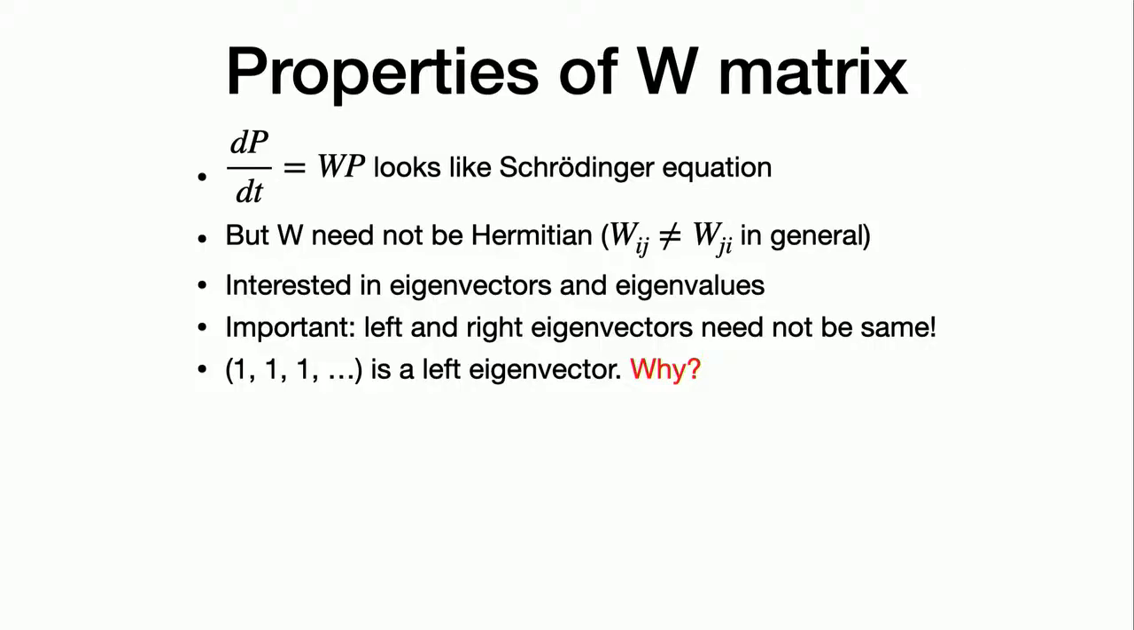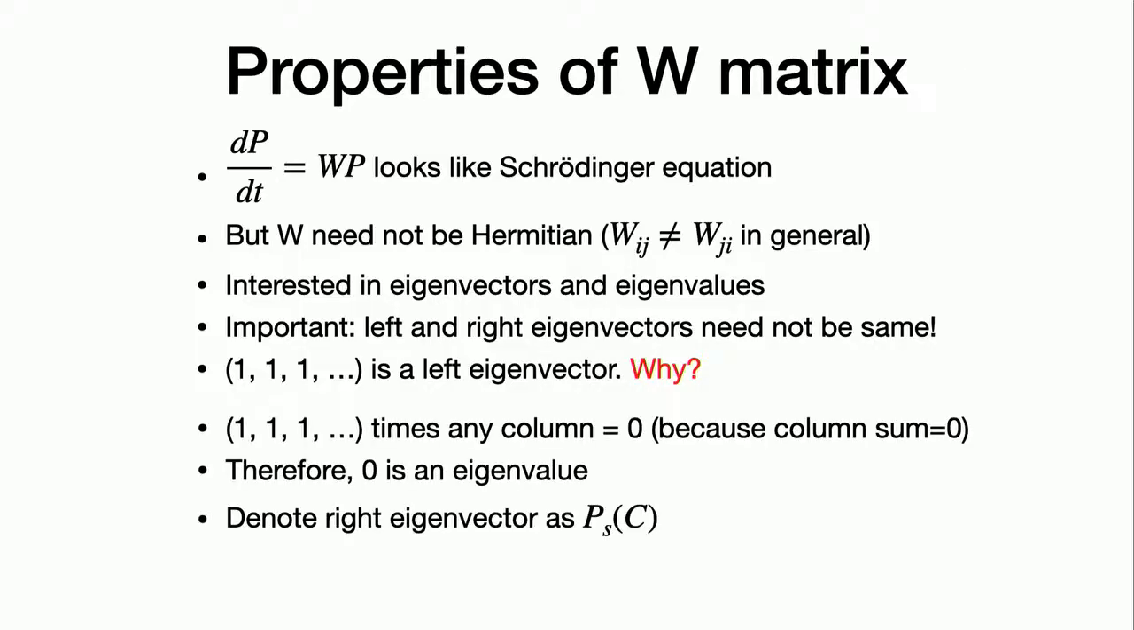Yes, so is it an eigenvector? Why is it an eigenvector? If I multiply this with the first column of the W matrix, what do I get? The column sum. What is the column sum? 0. What about the second column? 0. So if I multiply this with the W matrix, I get 0. So therefore, this is an eigenvector with eigenvalue 0. So 1, 1, 1 times any column is 0 because the column sum is 0. Therefore, 0 is an eigenvalue, and we will denote its right eigenvector as Ps of C. We do not know the right eigenvector. The right eigenvector could be anything, Ps of C.